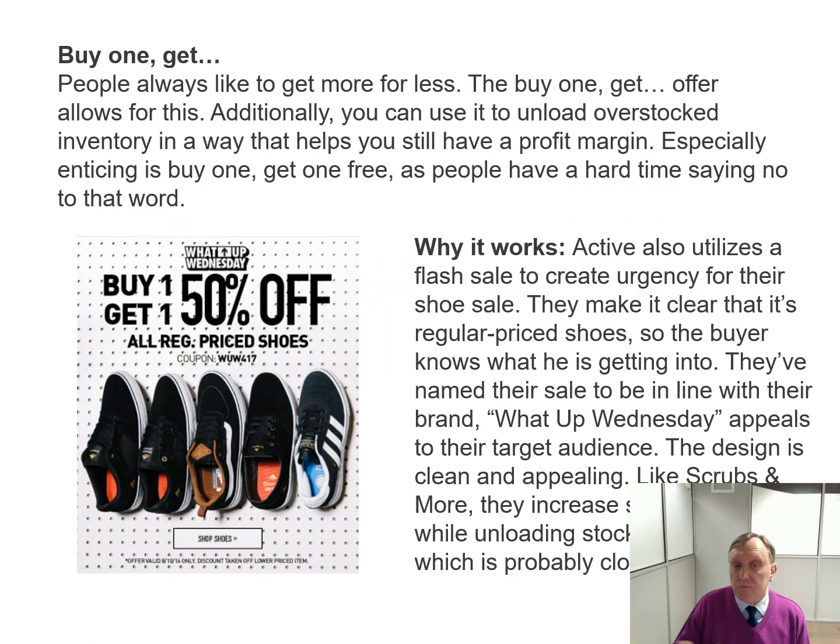Buy one, get something. People always like to get more for less. This one, buy one, get some offer, allows for this. Additionally, you can use it to unload overstocked inventory in a way that helps you still have a profit margin. Especially enticing is buy one, get one free, as people have a hard time saying no to something that's free. So why does this work? We've got an example here, buy one, 50% off on the next one.